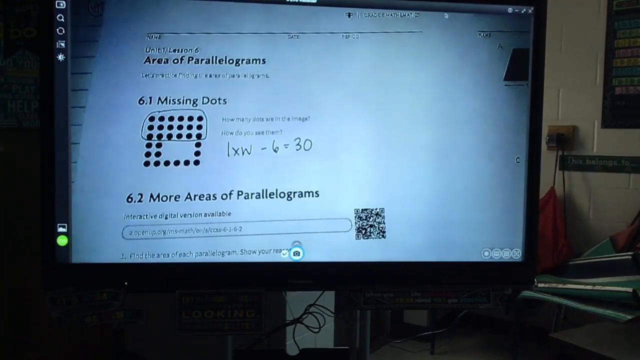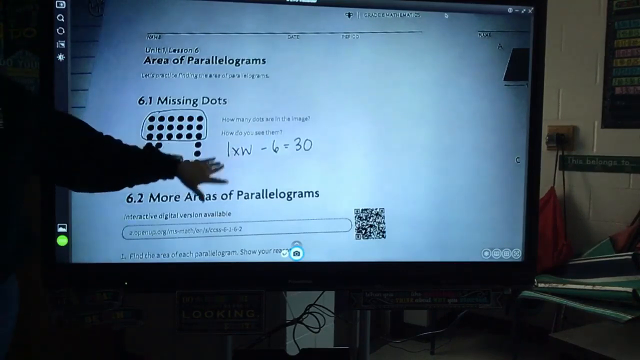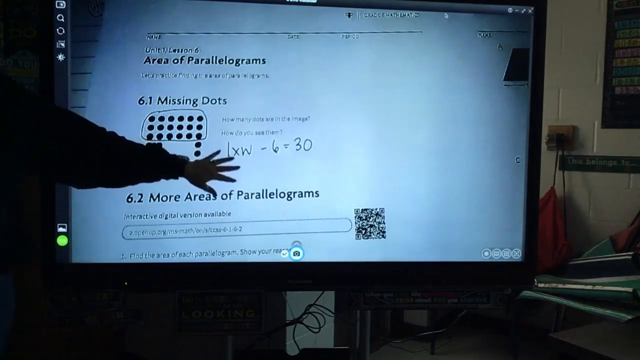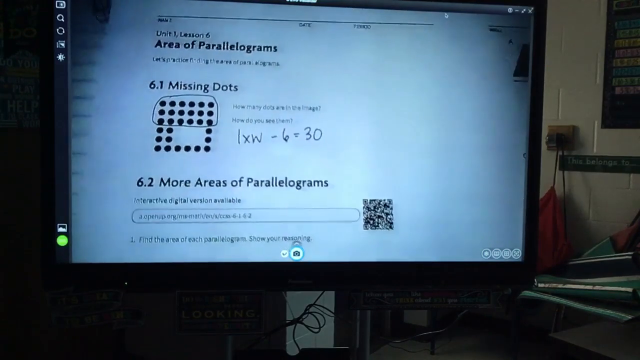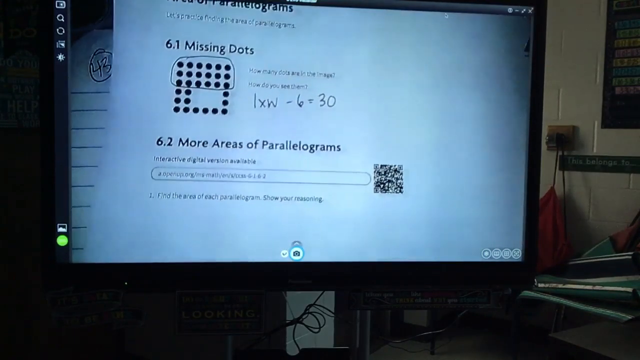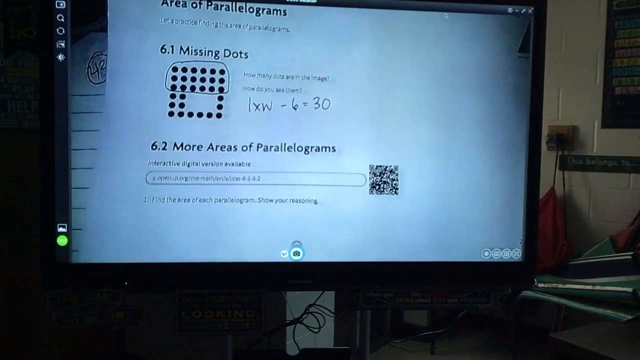Now, obviously, I'm glad that I see this one because this is kind of where we're going and where we want to be. You know, that should kind of be our mindset, but that is not the only way that you can solve this problem. So please do not think that. All right. The next part, 6.2, more areas of parallelograms.